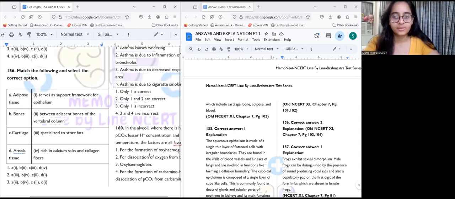Similarly for the 156 question, the answer is option number 2, which is A3, that is adipose tissue. We know it is specialized to store fats. D4, obviously bones are rich in calcium salts and collagen fibers. Then C2, which is cartilage, is present between bones of the vertebral column. And D1, areolar tissue, serves as support framework for the epithelium.